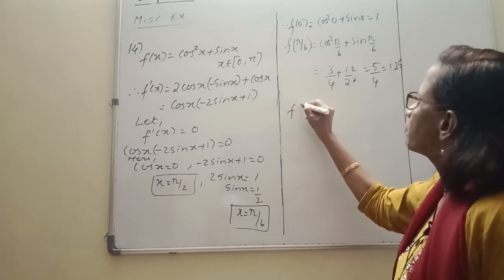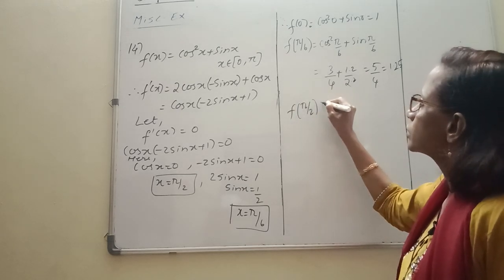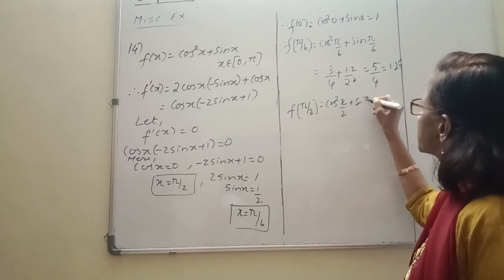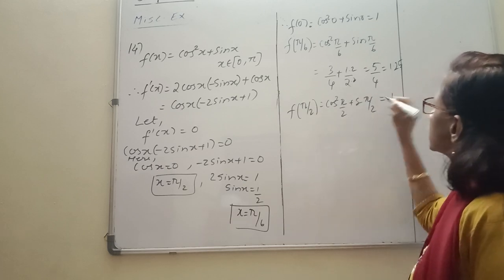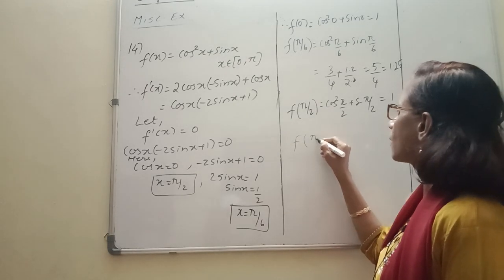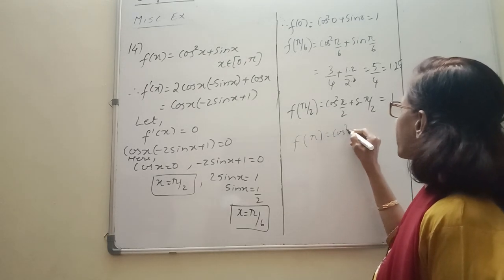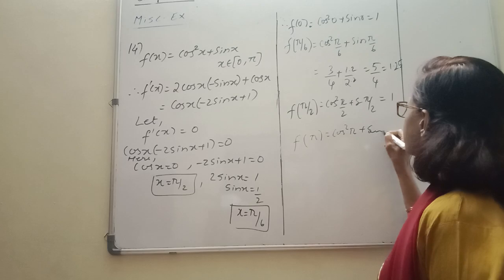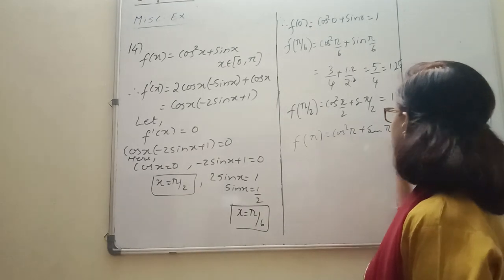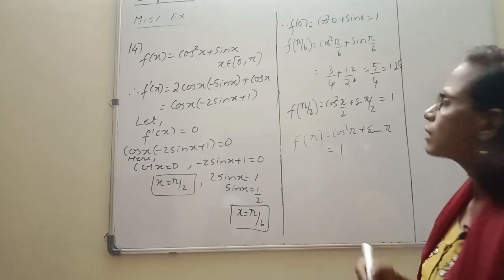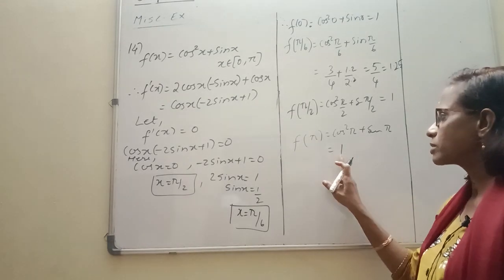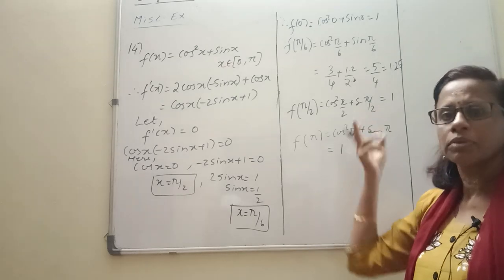And then f at pi over 2. Cos squared pi over 2 is 0, since cos pi by 2 is 0, and sin pi over 2 is 1. Okay, f at pi: that's cos squared pi plus sin pi. Cos pi is minus 1, so cos squared is plus 1, and sin pi is of course 0. That's it. Three values are 1, and the other value is 1.25. So the minimum is going to be 1 and the maximum is going to be 1.25.